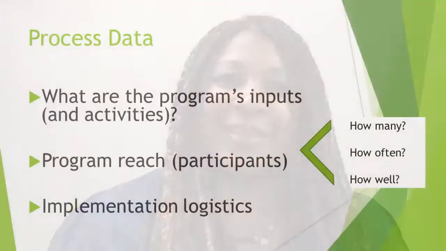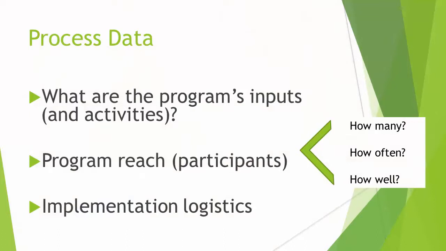So what is process data? Process data have to do with the factors that lead to the program's outputs. Examples include how many people have participated in the program, their attendance rates, and how many have completed the full program. Process data may also capture staff characteristics such as turnover or training in the model.